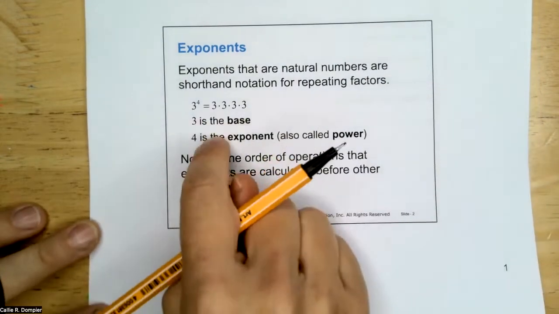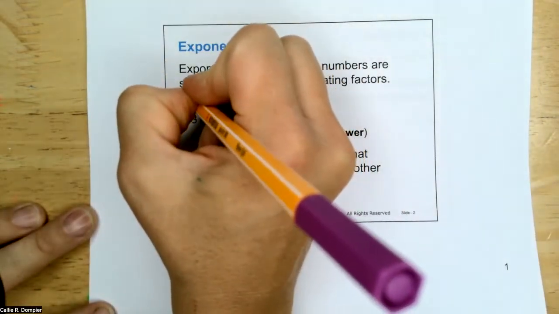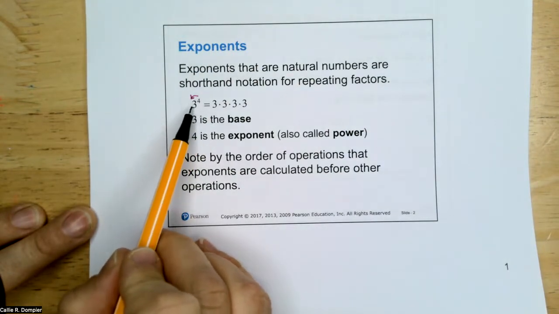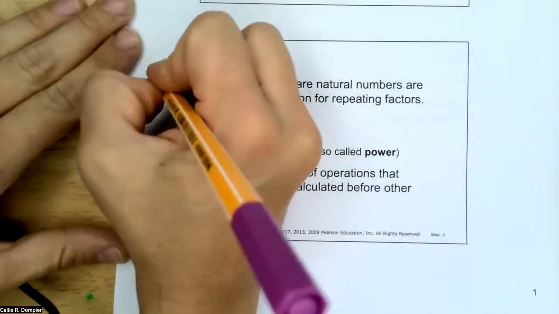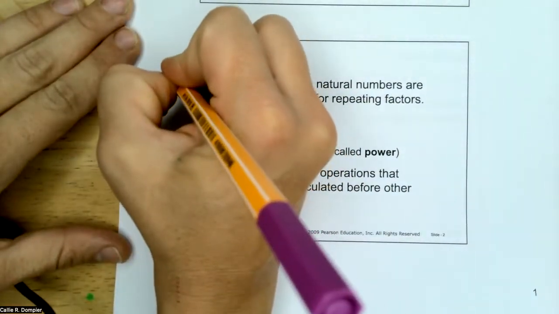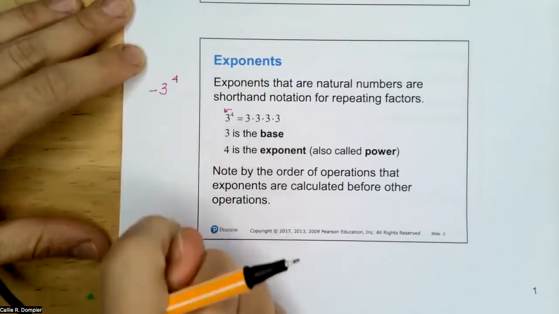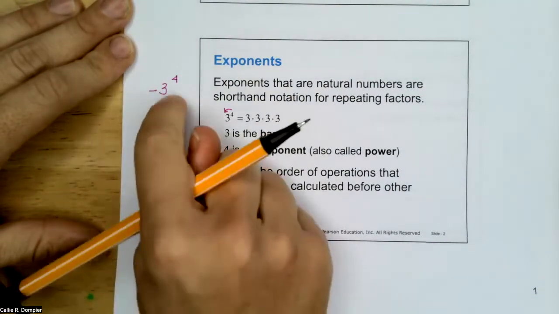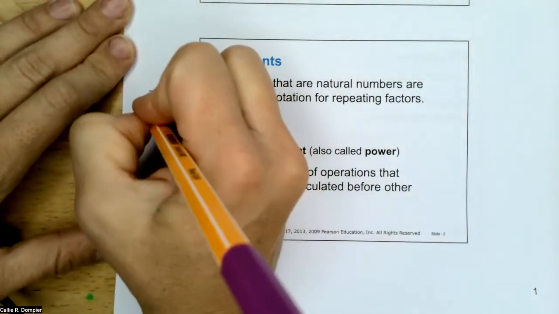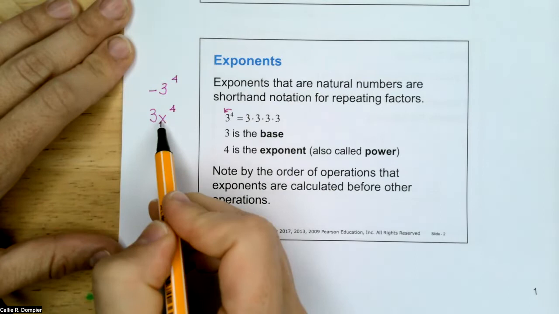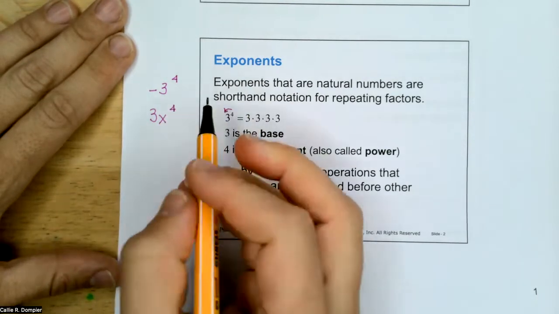And we will cover it again, but you should remember that this exponent only applies to this base, the closest number, okay? We'll go over it again, but -3 to the 4th. The 4 does not actually apply to the negative, okay? It only applies to the 3. If it was 3x to the 4th, that 4 would only apply to the x. So -3 to the 4th.